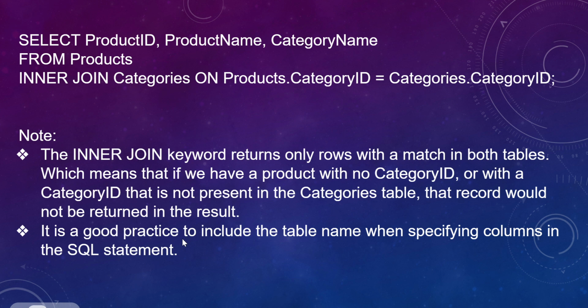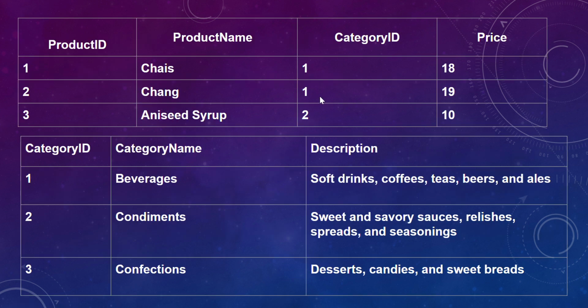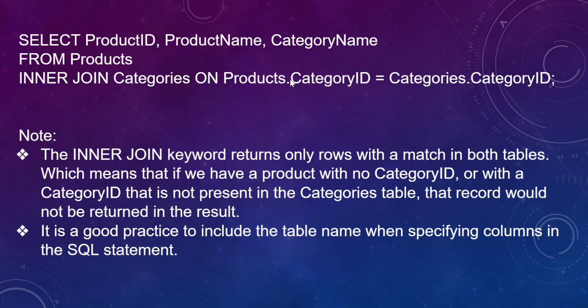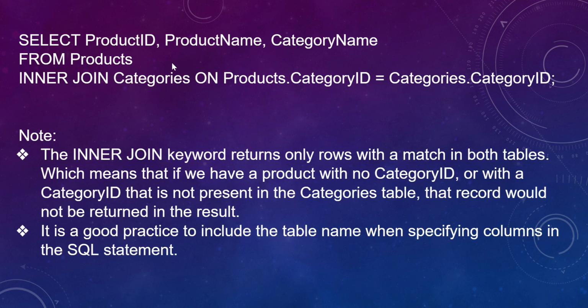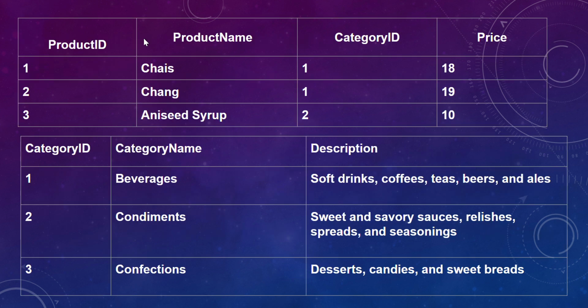Also, it is a good practice to include the table name when specifying columns in the SQL statement. It is important that we name the table while writing the code. After product we can mention P or whatever name you want to give. Similarly for categories you can write C. Because when you are writing SELECT and mentioning the columns you want in the final output, SQL should know from which table you want that data.